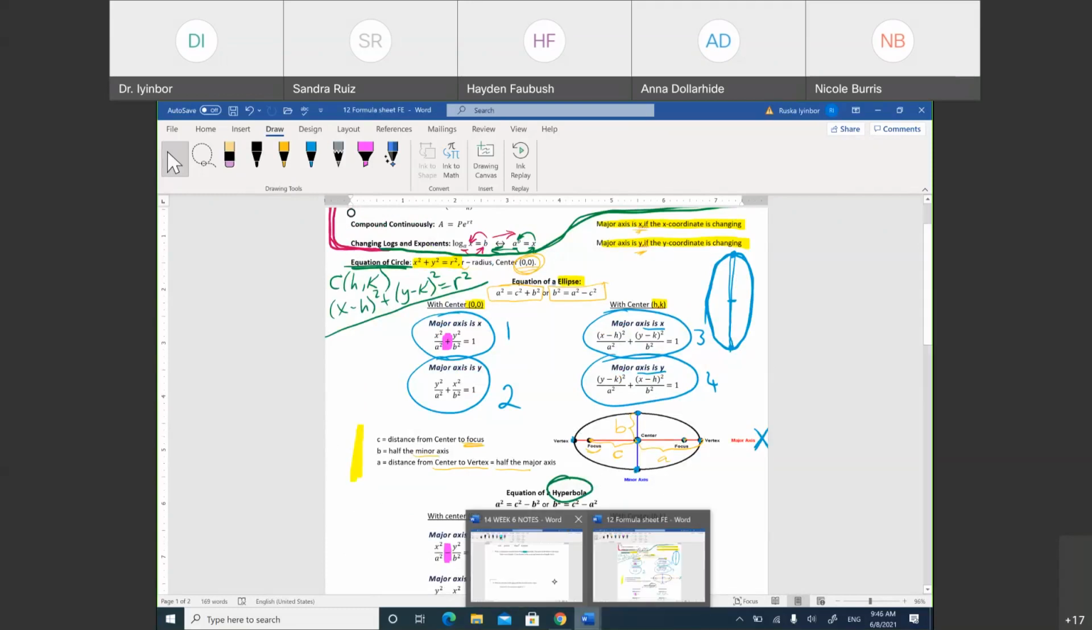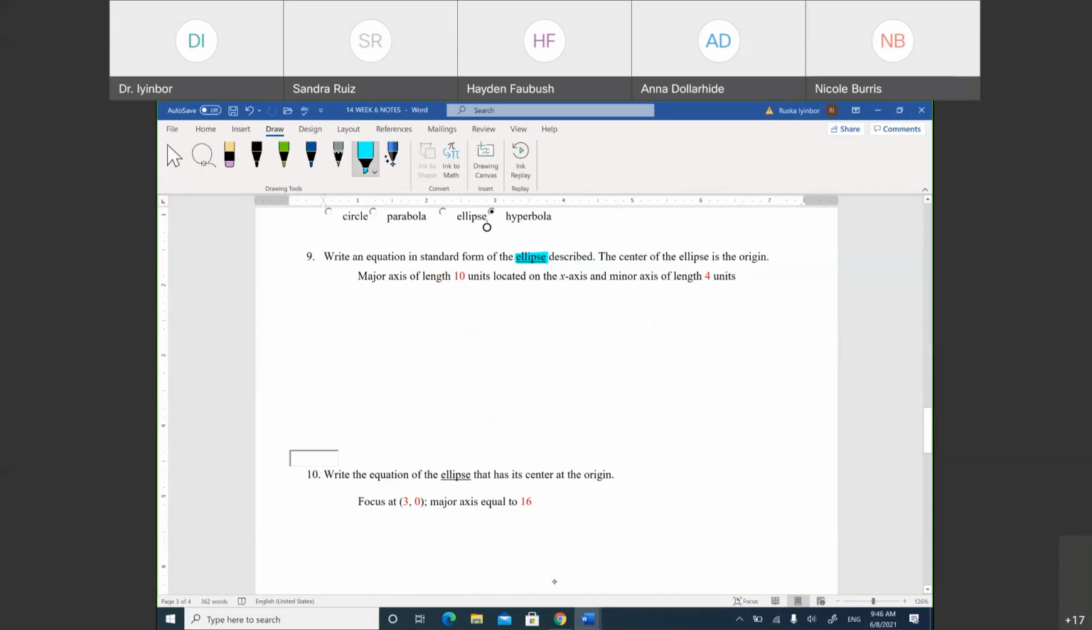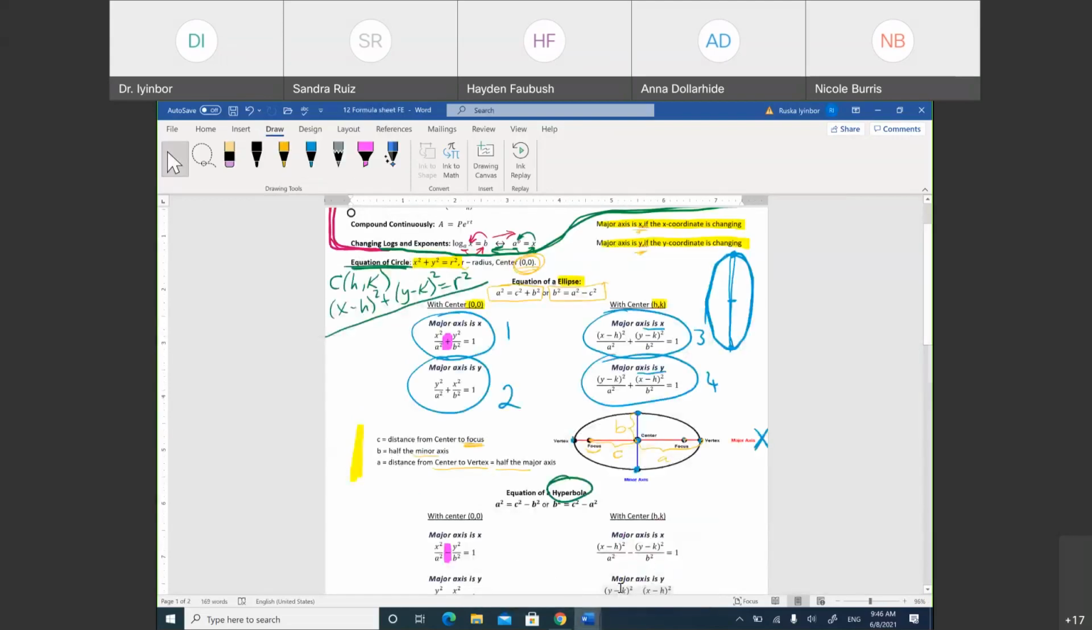And what you have, the center is at the origin. Origin means 0, 0, right? So you have center 0, 0. Also, they said the major axis is 10, located on the x-axis. So they told me the major axis is x, center 0, 0, right? So which one of those 4 equations are you going to have? If the center is 0, 0, major axis is x, which equation are you going to use? 1, 2, 3, 4. Which one?